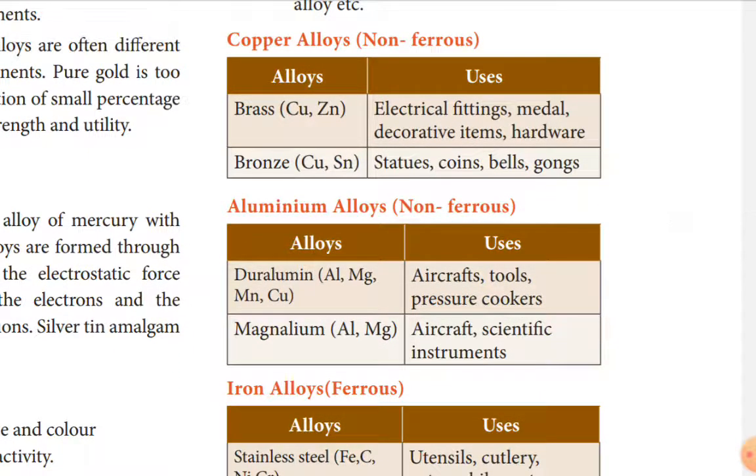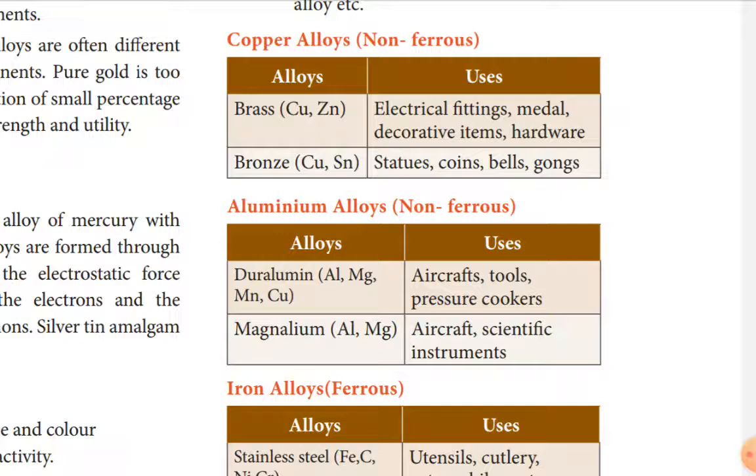Then next, some examples are given, because we have learned about three important metals in this lesson: copper, aluminum, and iron. So what are some alloys that are formed from these? Whether ferrous or non-ferrous, all of these are given in this small tabular column. First one, copper alloys, which are non-ferrous alloys. That means iron is not a major component.